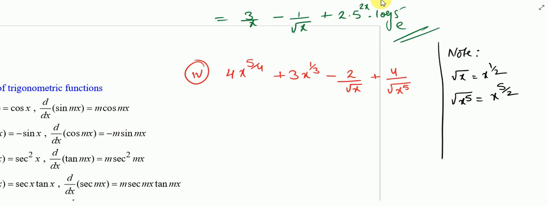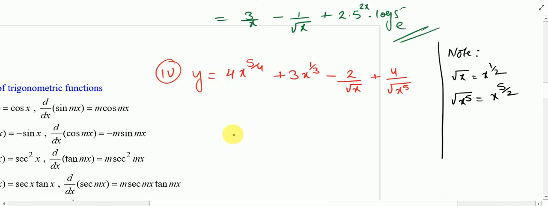Now see question number 4. Question number 4, y equal to this. This is given to you, you have to differentiate with respect to x. So dy upon dx, you will write like this.